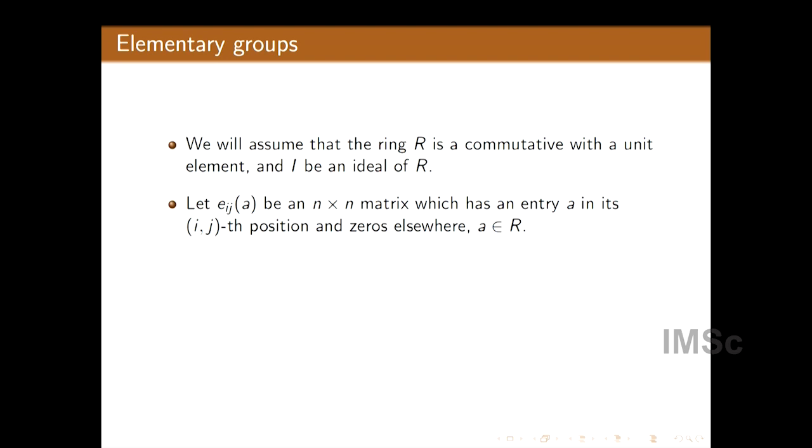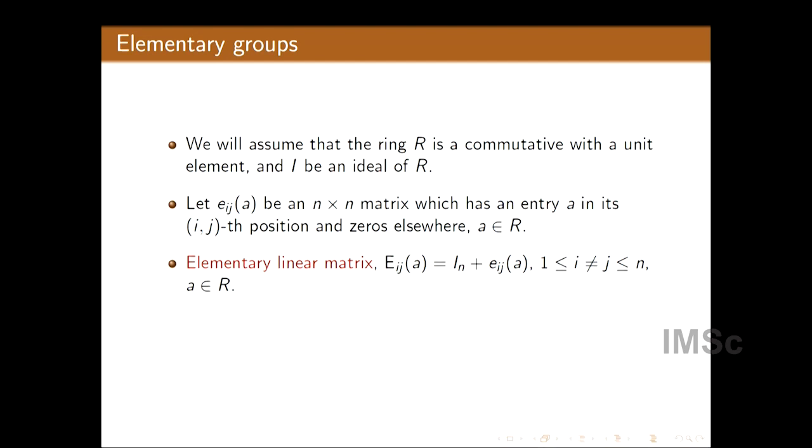Small e_ij denotes an n cross n matrix which has a at the ijth position and zeros elsewhere. Here, small a is an element from the ring R. Then we look at the elementary linear matrix, which I denote by capital E_ij(a), the identity matrix of size n plus small e_ij(a). Here we have the restriction on i and j: they are two distinct integers between 1 and n. One can see that these matrices have determinant 1.